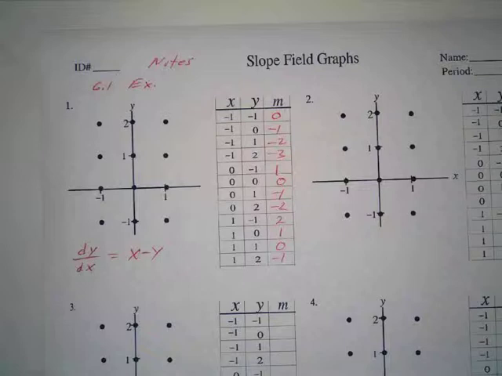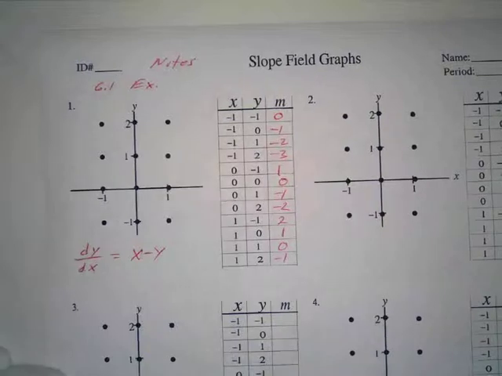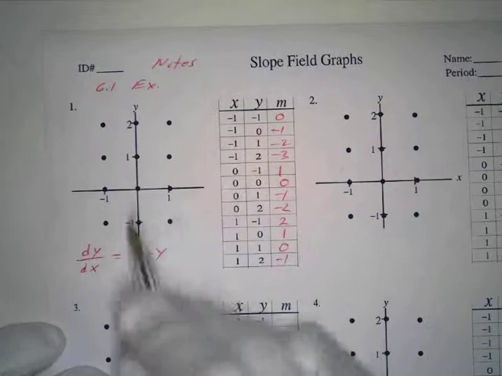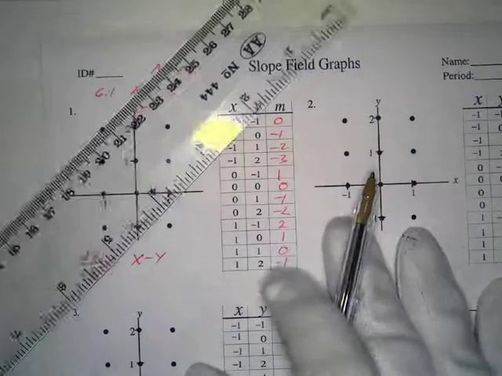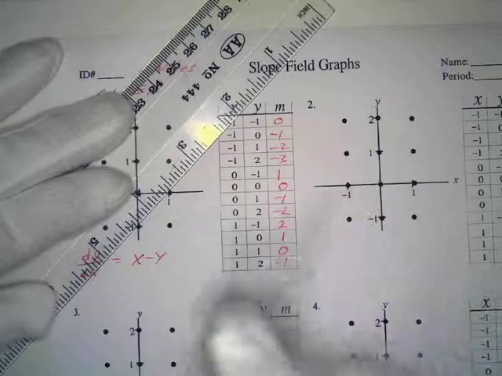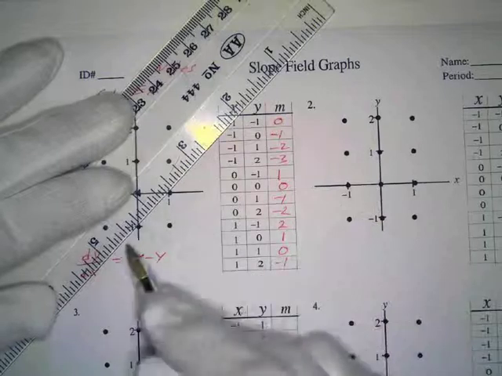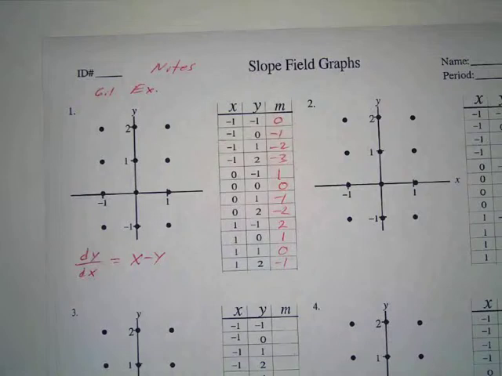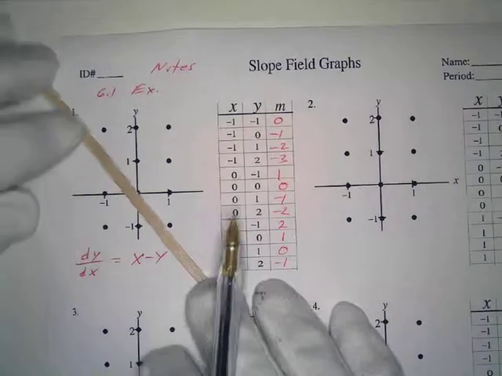Okay, now when you have these set up like this, these little squares, you can get a pretty good idea of the slopes by just using these boxes, these little squares. In other words, a slope of +1 would look like this, see? And a slope of -1 would look like this, you see?